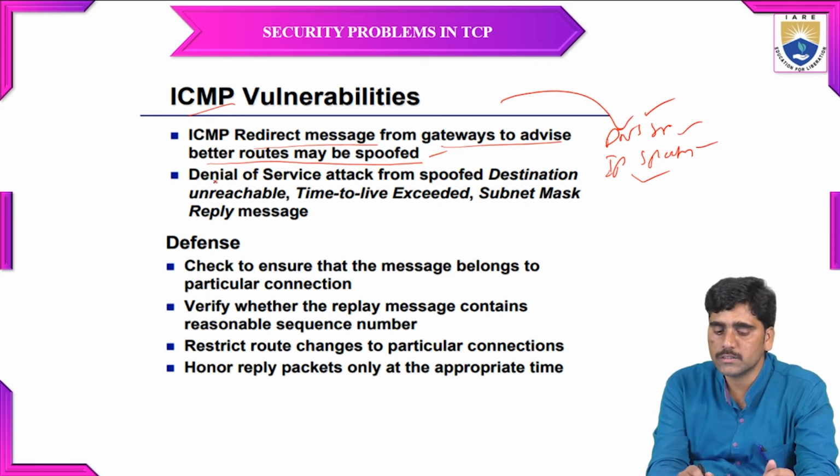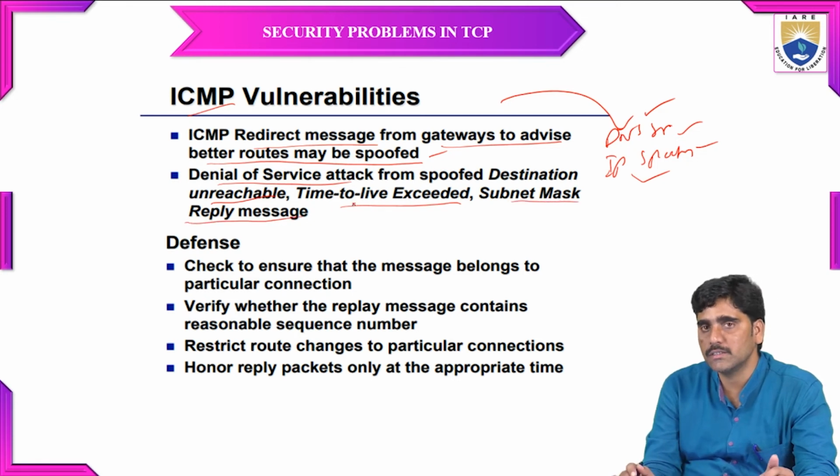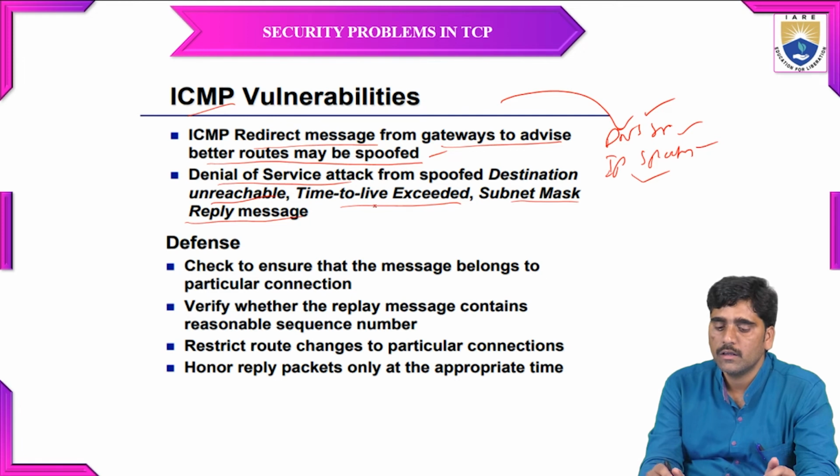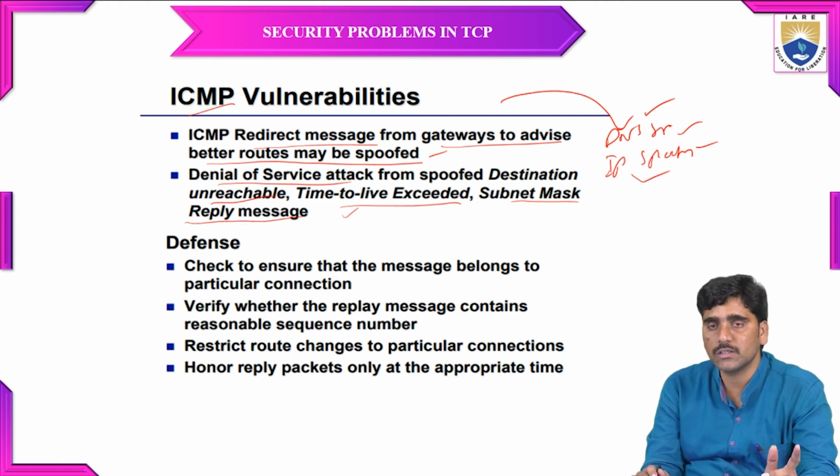And among these, denial of service attacks from spoofed destination unreachable, time to live exceeded, and subnet mask reply messages. These are different types of denial of service attacks. Some of these messages will be received after ICMP vulnerabilities happen in real time. So for that, what defensive techniques are we using?